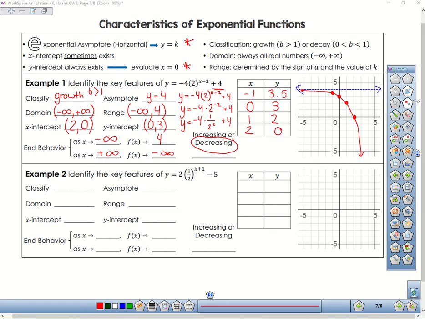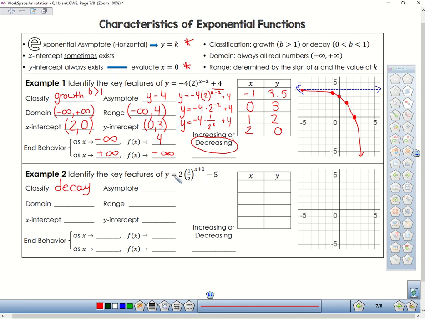So the next one we're going to look at is below. It is 2 as your a value, 1/2 as your b. So the easiest thing to identify here is exponential growth or decay. Is your b value between 0 and 1, or is it greater than 1? Decay. So your b value helps you determine the decay. It's the only thing that will determine the decay, because it's 1/2.